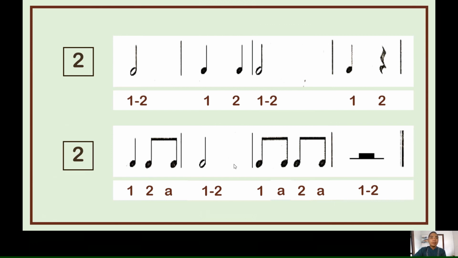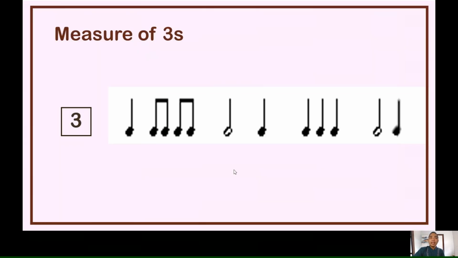Let's go to the measure of threes. Let's try organizing beats in measure of threes. So here we need 3 beats each measure. Let's start with the first note, a quarter note, which gets 1 beat. Next is a pair of eighth notes, so 2 and, and after 2 and we continue the counting with 3 and. After 3 and we already have 3 beats, so we can write a bar line.